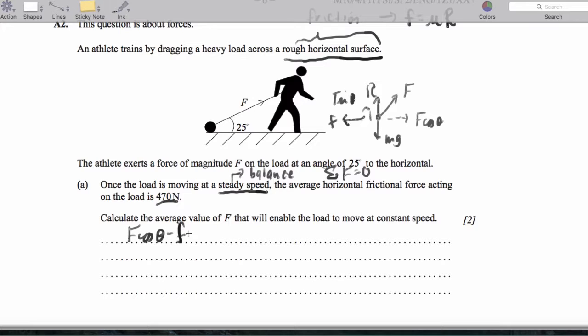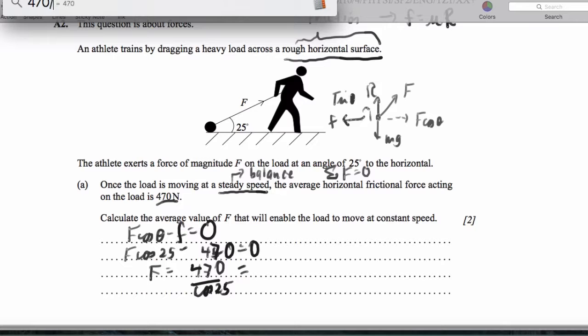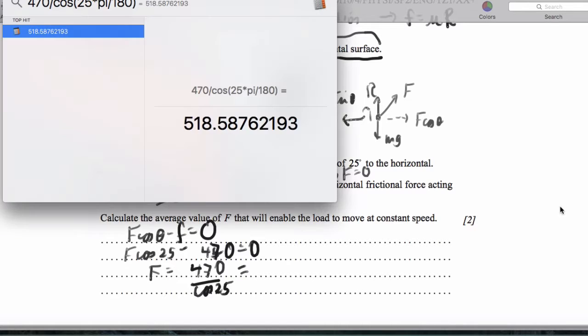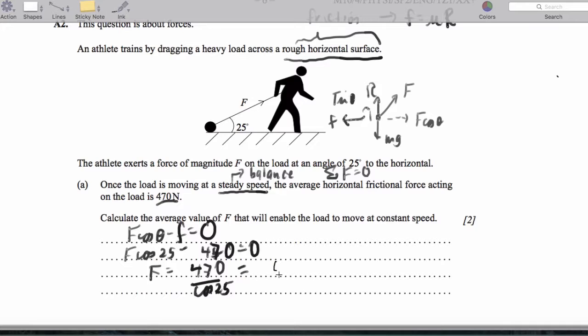F cosine theta minus the friction, they balance to equal 0. And let's just see if maybe we can get away without doing the vertical equation. Always start simple before you try to do too much. So we have F times the cosine of 25 minus the friction force of 470 equals 0. And we have F is 470 divided by the cosine of 25. And so we actually can get away with it. And so we end up getting a 520 Newton force.